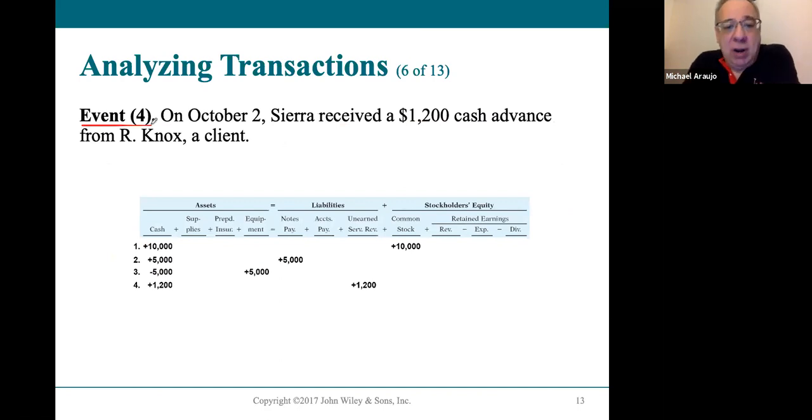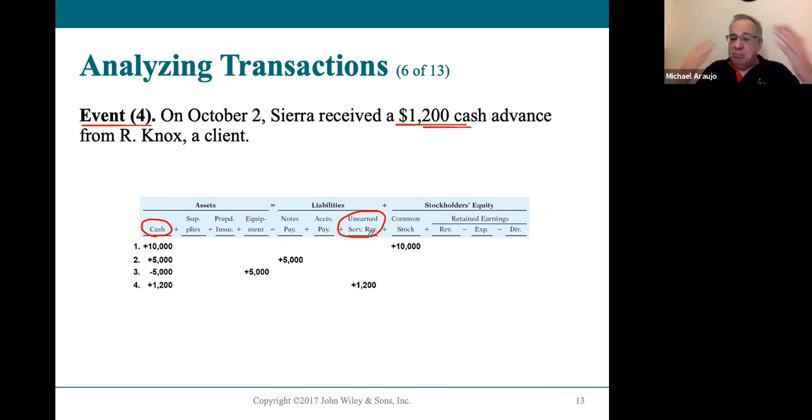Event number 4, as you see, cash is a really busy place. Look at this, cash is affected again. We received a $1,200 cash advance from our client, Knox. So we thought about this, okay, a cash advance is when the customer pays up front. We owe the customer for what they paid for. So two things happened. We got more cash. But now we have a liability, right? We have unearned service revenue that we have to recognize on the books.